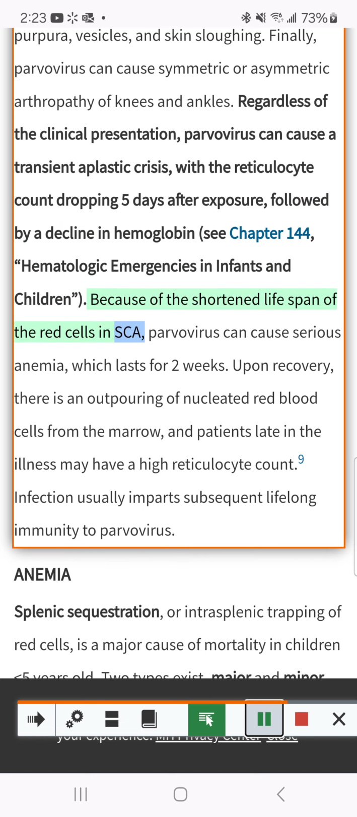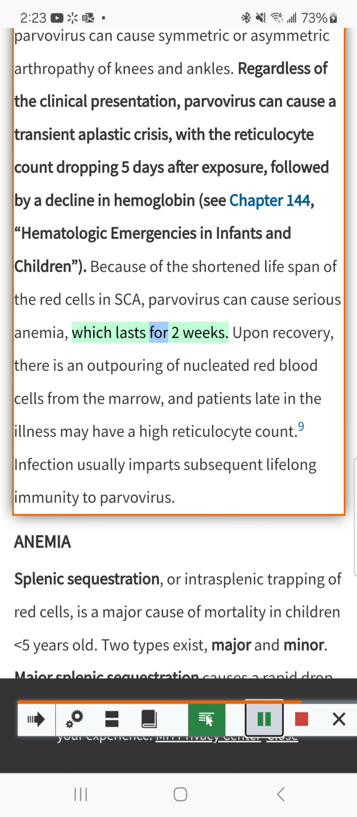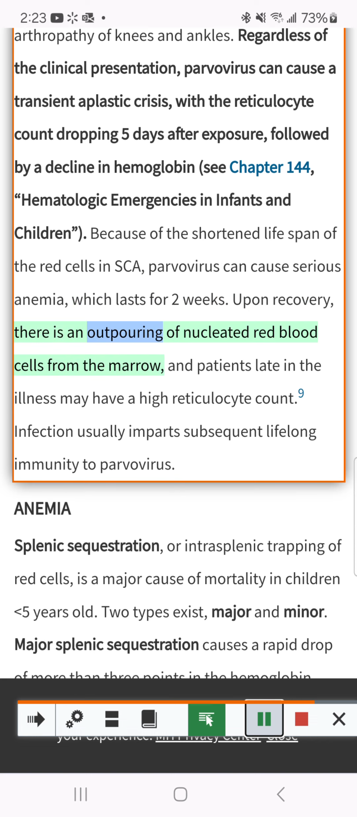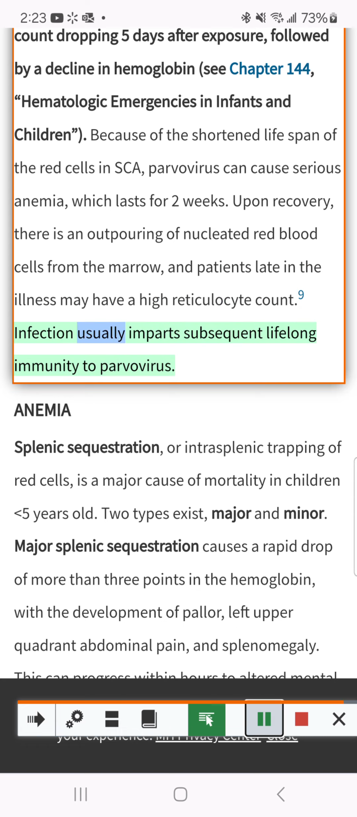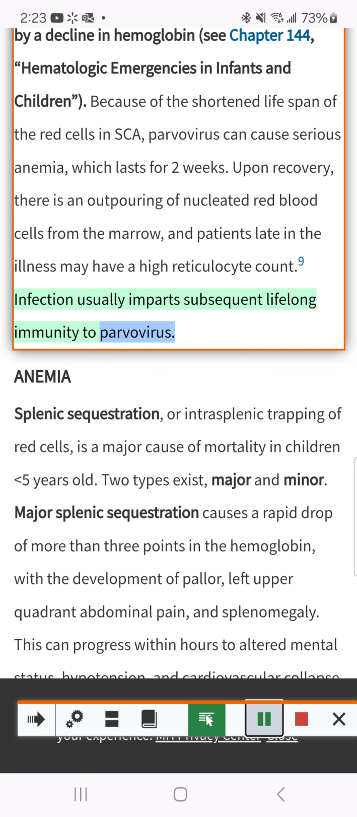Because of the shortened lifespan of the red cells in SCA, parvovirus can cause serious anemia, which lasts for 2 weeks. Upon recovery, there is an outpouring of nucleated red blood cells from the marrow, and patients late in the illness may have a high reticulocyte count. Infection usually imparts subsequent lifelong immunity to parvovirus.